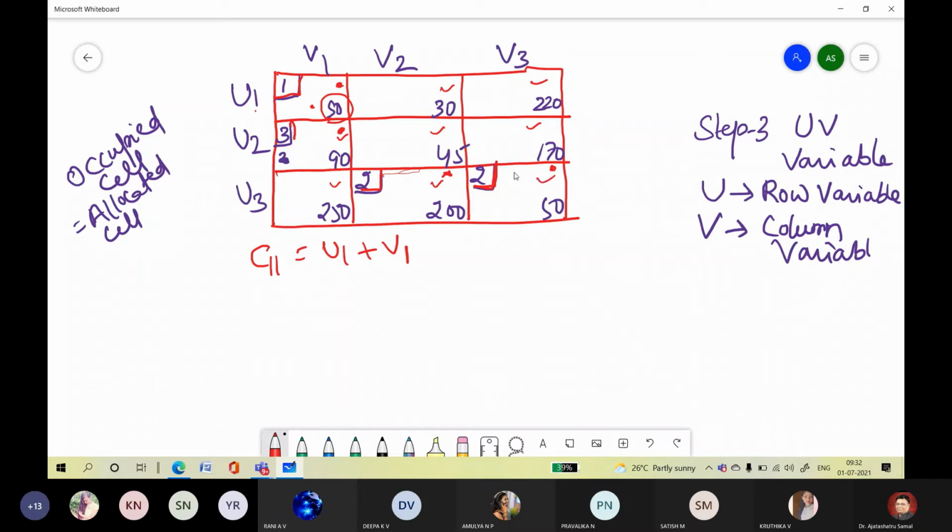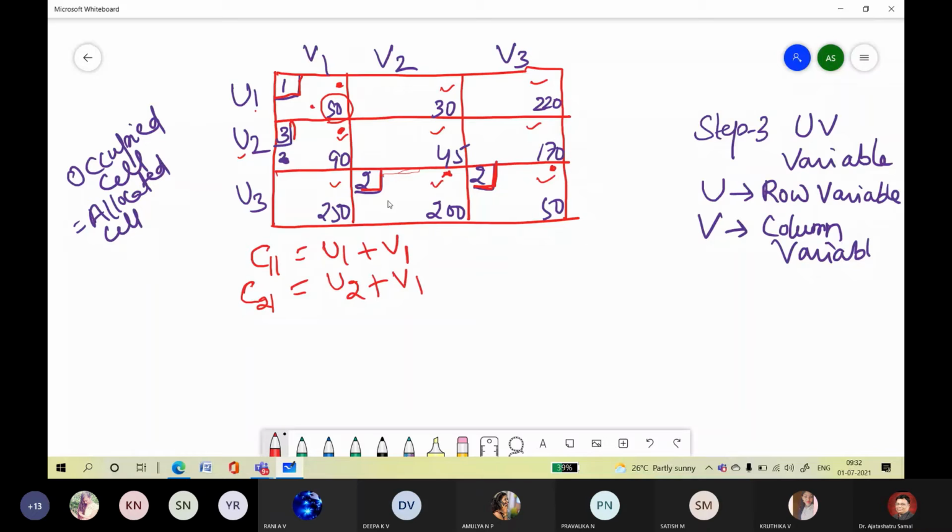So these are called matrix methods. Now this is called 50, the one allocated cell we got. Next one is called C21. C21 equal to U2 plus V1. Okay, so second allocated cell.